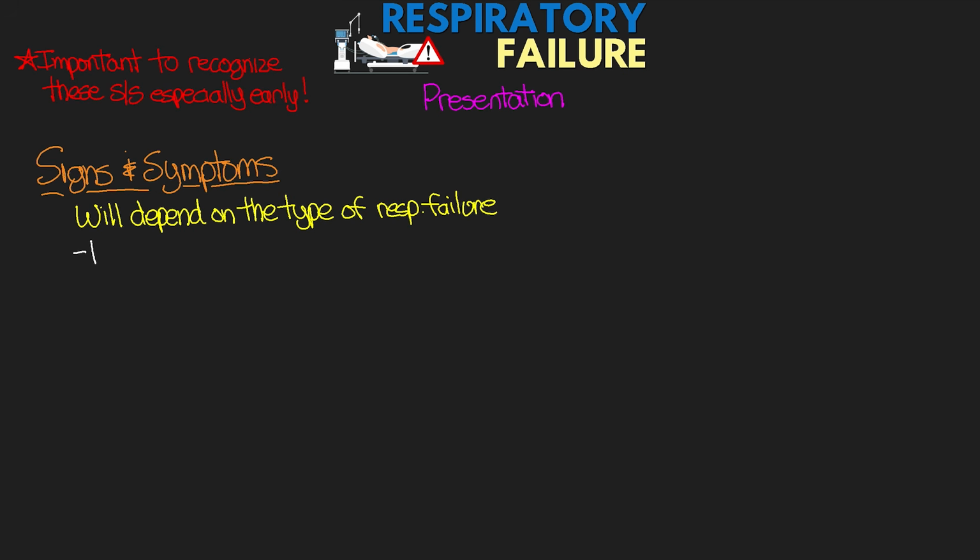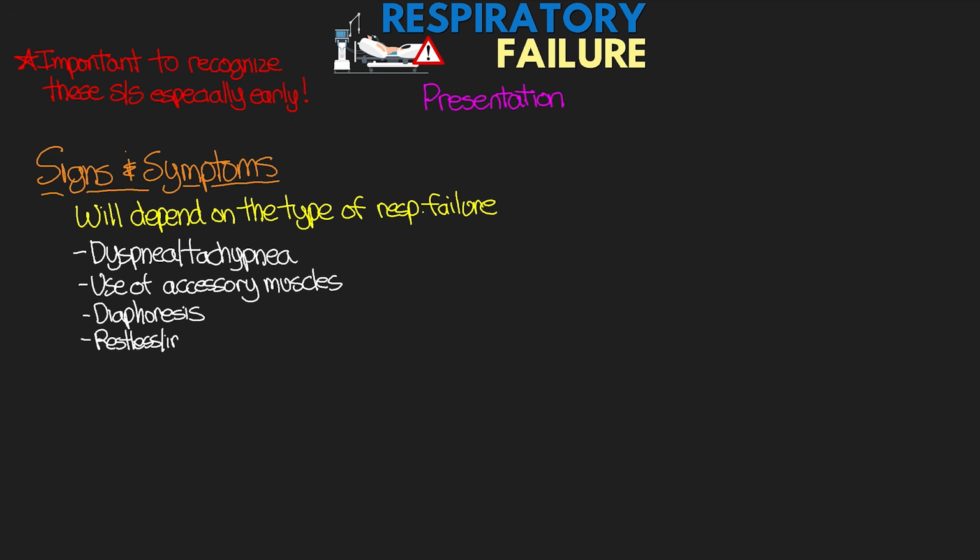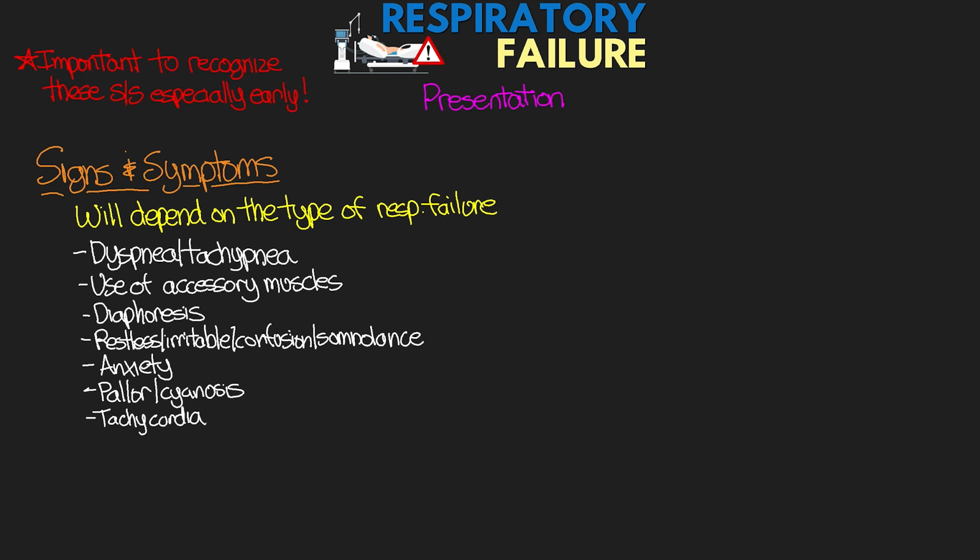So we can see things like dyspnea or tachypnea, so difficulty breathing or rapid breathing. If they're making use of those accessory muscles, if they're diaphoretic, they can be restless, irritable, they can be confused or somnolent. All of this can lead to increased anxiety for the patient. You can also see pallor and cyanosis. This may lead to tachycardia and different arrhythmias. The patient may also be hypertensive. They could have a headache.